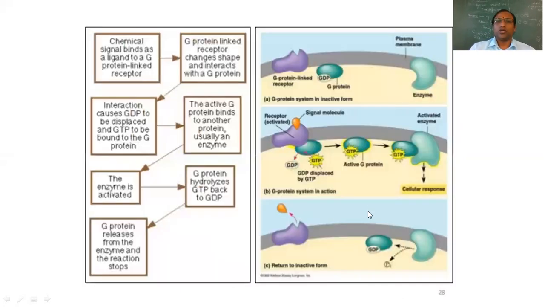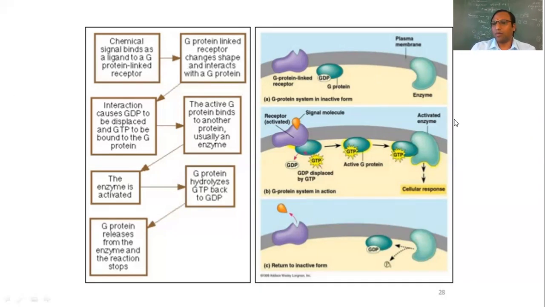So how does it work? Consider this is your G protein linked receptor, from the previous slide. The chemical molecule, which acts like our signal, will come and bind here. Due to the interaction, the GDP which is present here gets phosphorylated, so it becomes GTP. So the G alpha protein is now bound to GTP.